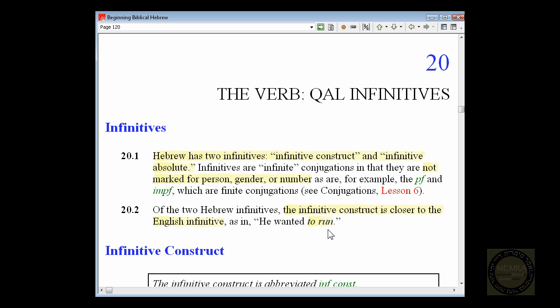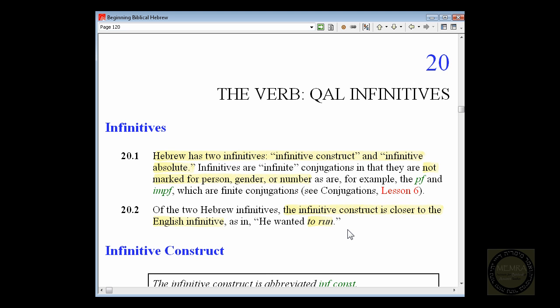So to run, to walk, to eat, to sleep. If it has the word "to" in front of it, the verb is occurring in the infinitive form. Now, Hebrew has two infinitives, as the first paragraph here indicates. One is called the infinitive construct. The other is called the infinitive absolute. They both have definite and distinct forms, and there's only going to be one form for each.